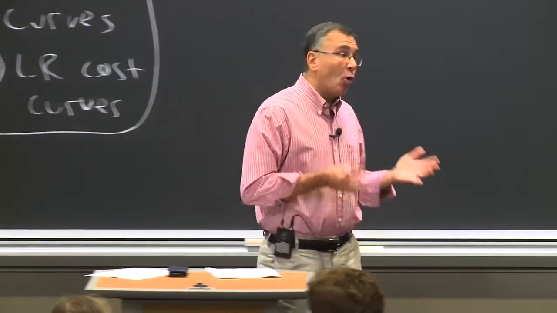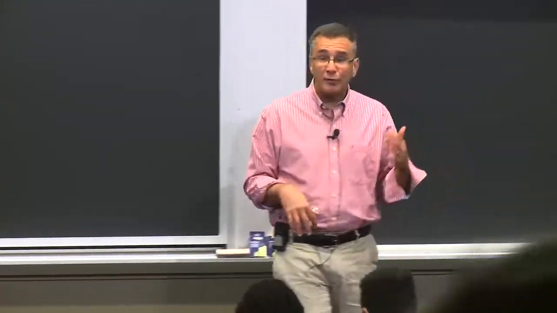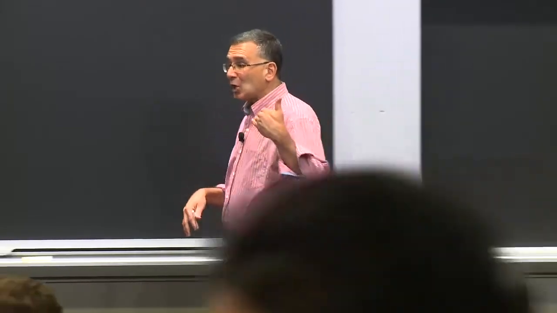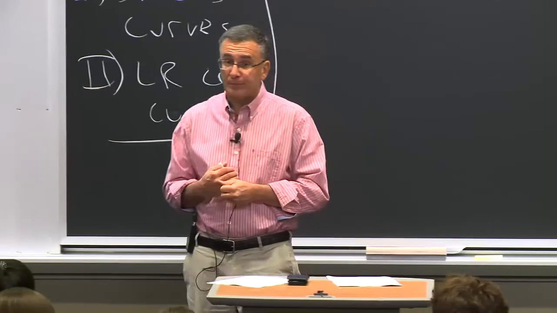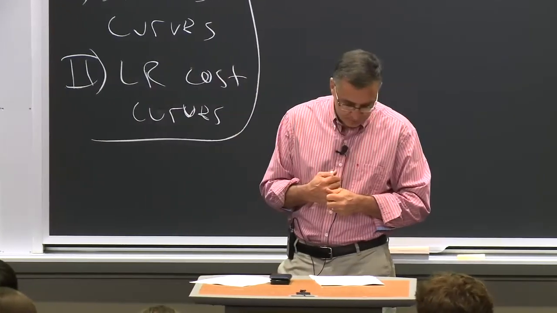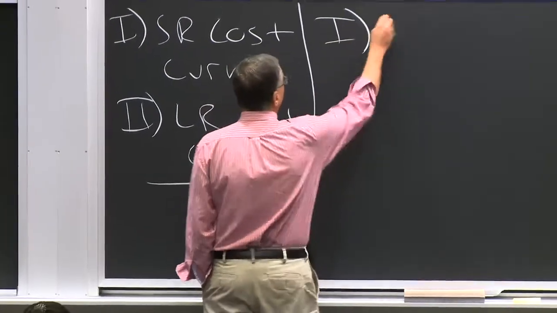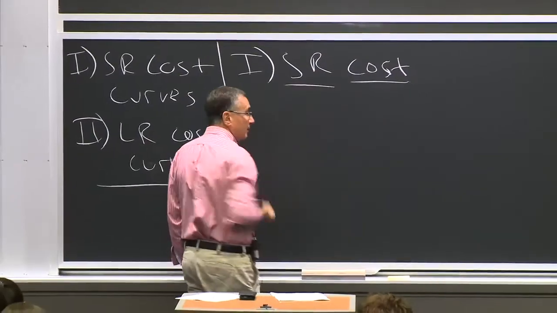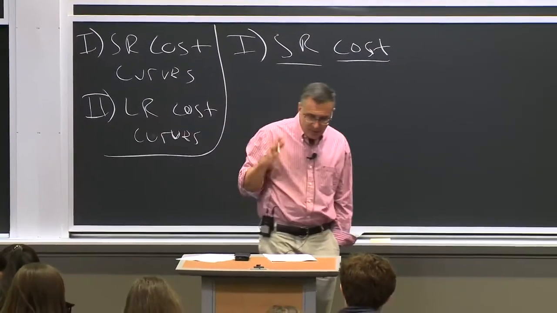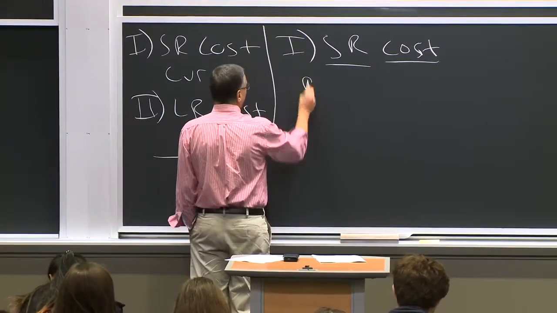So essentially, our goal of this lecture is to develop a cost curve, a curve which tells you how the cost of your production varies with how much you produce. And that's what we're after in this lecture. Okay? So we're going to start with the short run and then turn to the long run. So start with developing a short run cost curve and then turn to the long run.